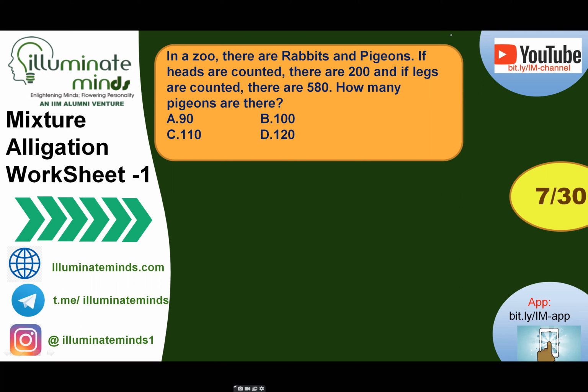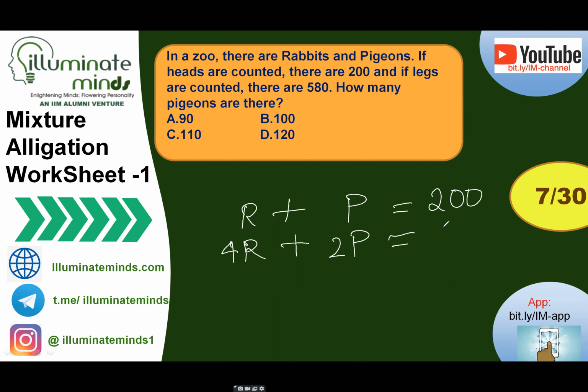Now this question can be done through allegation, and it can also be done through equations. So whatever you want. Let's say the number of rabbits is R and the number of pigeons is P. So the number of heads will be equal to 200. Correct, guys? And if the legs are counted, that means 4R plus 2P, because there are 4 legs of each rabbit and two legs of each pigeon, which is equal to 580.